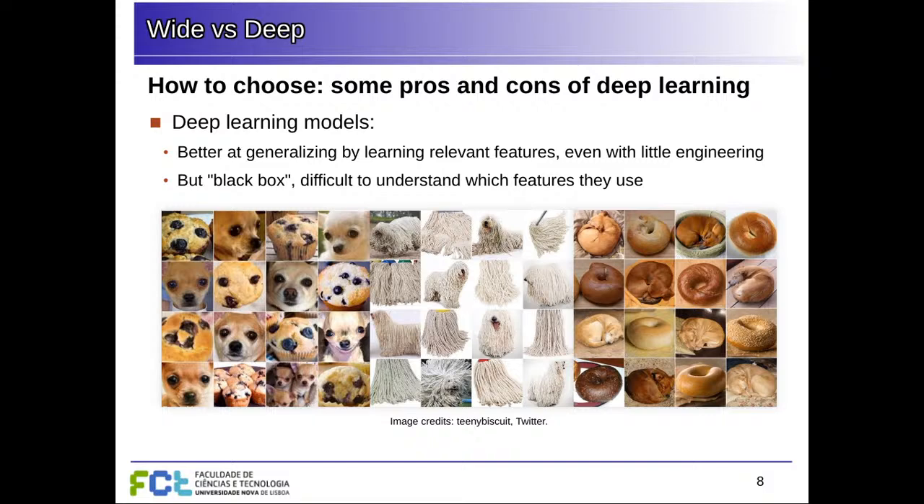We cannot pinpoint exactly why they are making those decisions. This is an example of some tests done on image classification models, and even for our own biological neural networks, where we have, for example, images of dogs and cookies, and images of dogs and mops, or bagels and these other dogs. The classification algorithms can make mistakes with these images, as well as humans, because these things look very similar when we look at them.